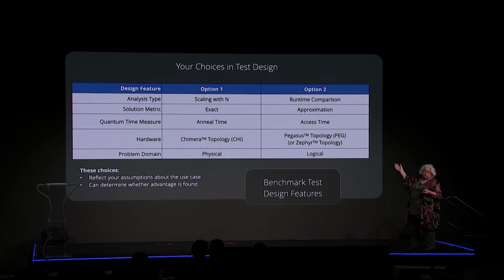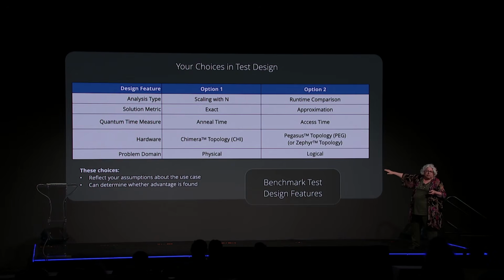It matters whether you measure anneal time, which is just the pure quantum part of the computation. People do that when they're more interested in how the algorithm behaves and comparing algorithms to algorithms. Or whether you're measuring access time, which also includes programming time and readout time after the anneal. And people look at that when they're more interested in comparing hardware to hardware, platforms to platforms. And so, you have a choice.